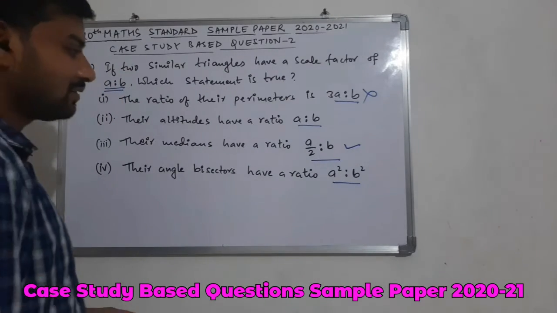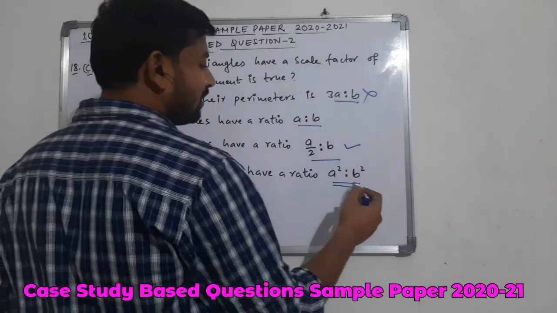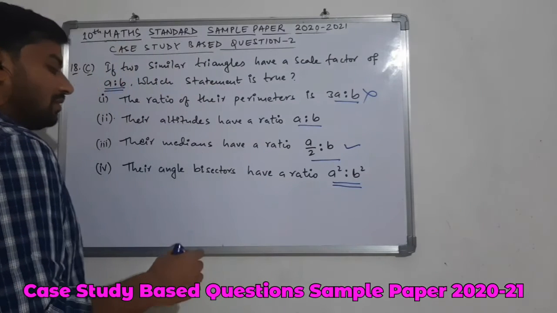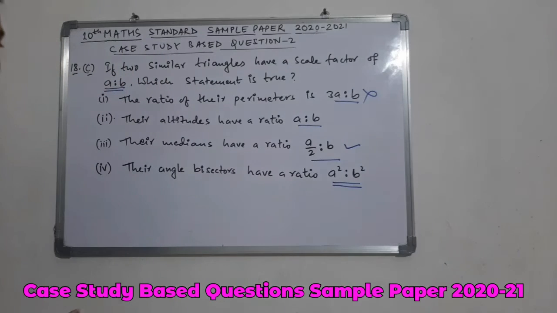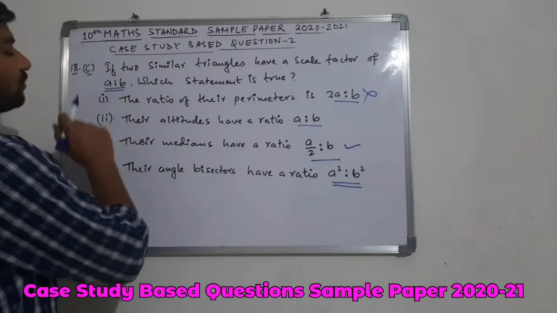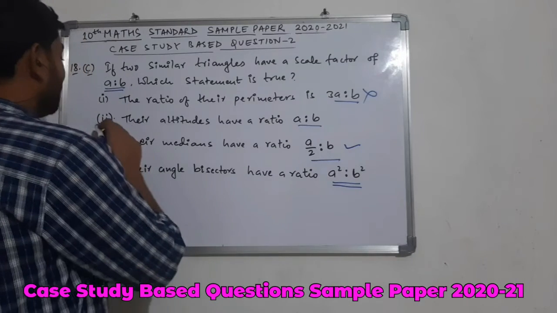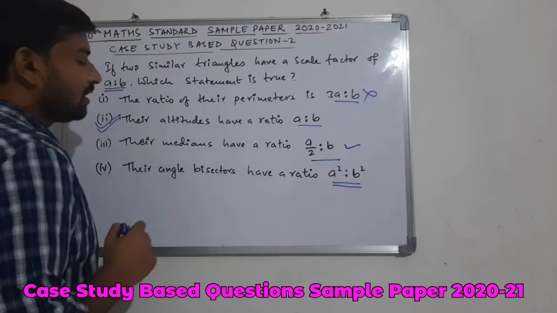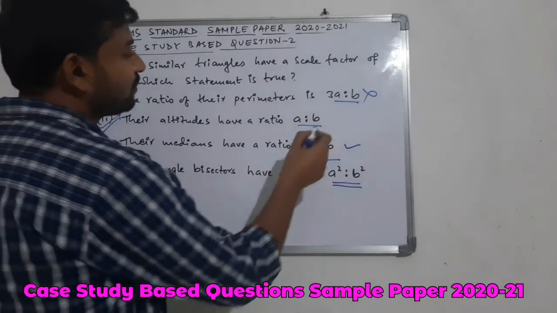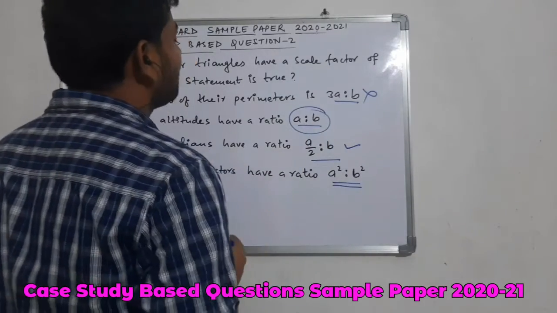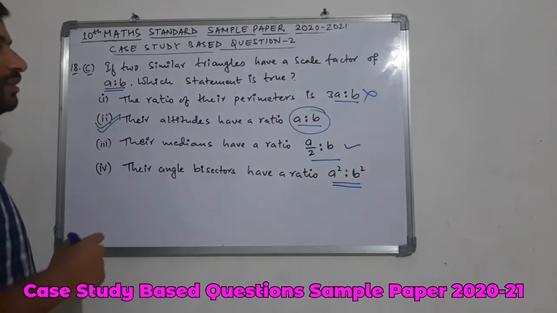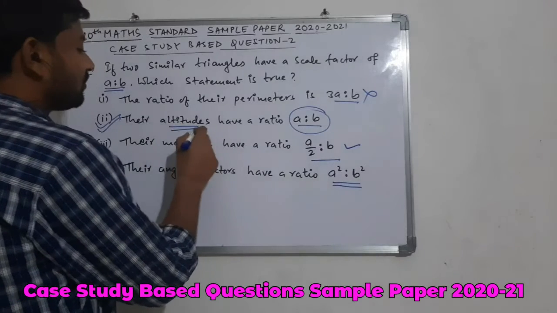Again, the angle bisectors will not have ratio A square, ratio B square, because the angle bisectors will not be related to A ratio B here. So finally we have only one option, that is the ratio of altitudes, which is the same as the ratio of their sides, that is the scale factor. So we can say this option is correct.